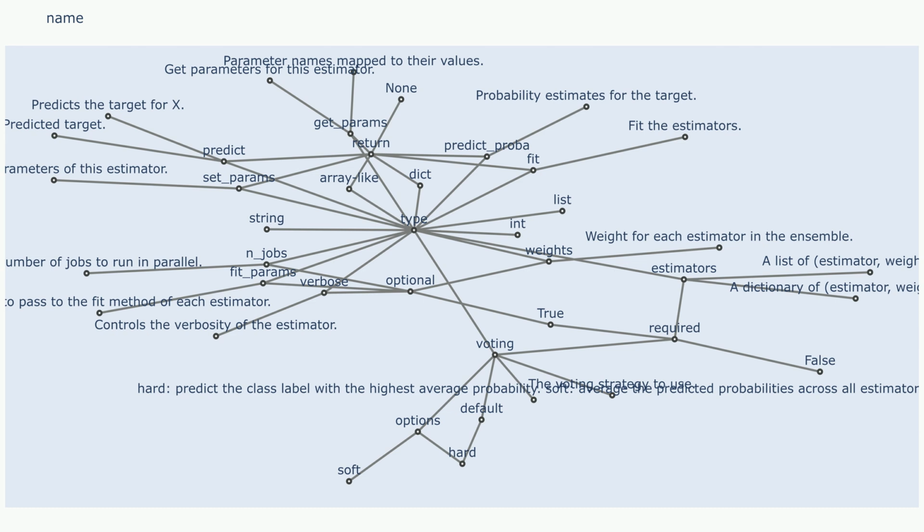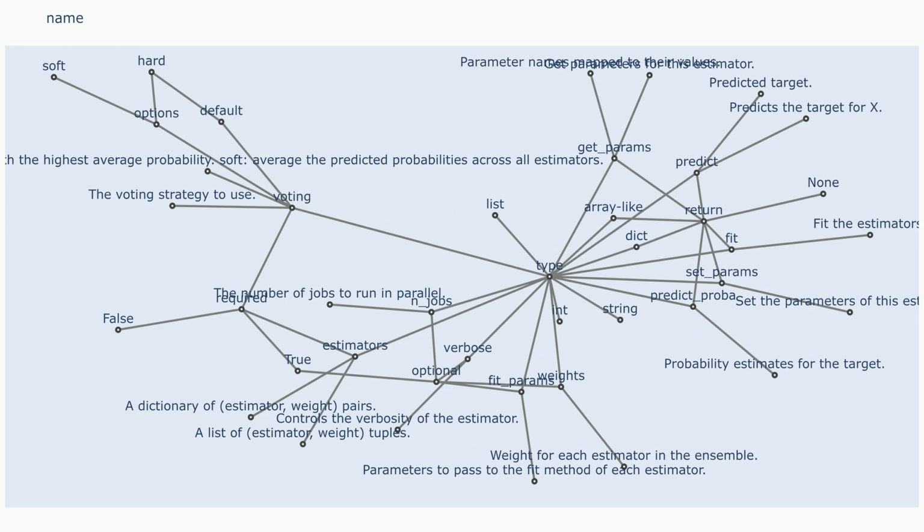Key points. Estimators. The estimators argument takes a list of tuples, where each tuple contains a name for the model and the model itself. This enables you to give meaningful labels to your individual models. Voting. The voting argument specifies the voting strategy, either hard or soft. Weights. If using soft voting, the weights argument allows you to specify custom weights for each model. Training. The fit method trains all the individual models on the training data.